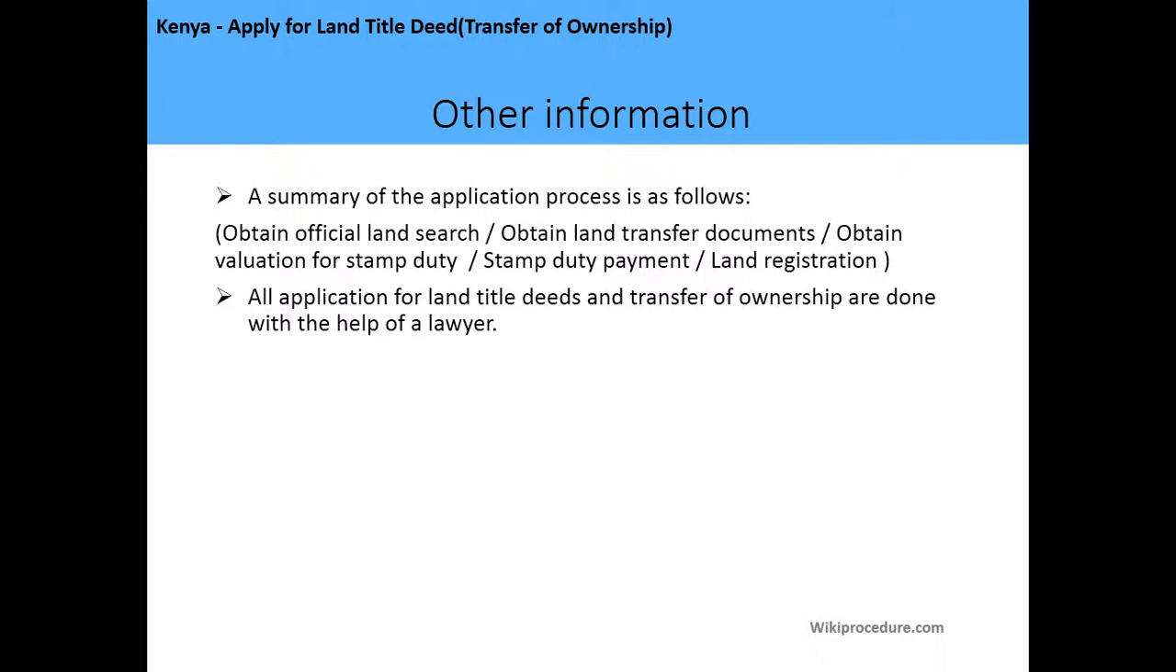Other information is that all applications for land title deeds and transfer of ownership are done with a lawyer. We've already mentioned it. And the summary of the process is as follows: obtain an official land search, obtain the land transfer documents, obtain valuation for stamp duty, pay the stamp duty, and register the land.